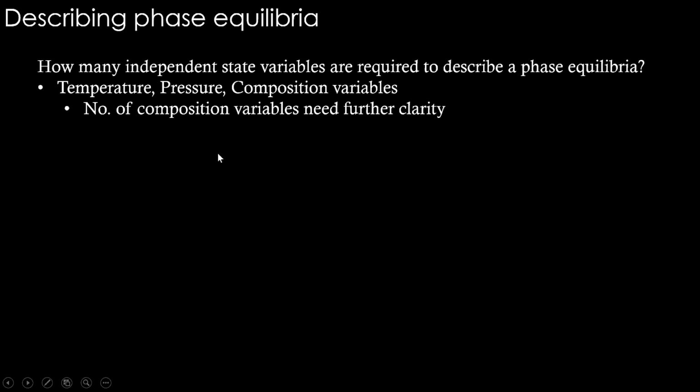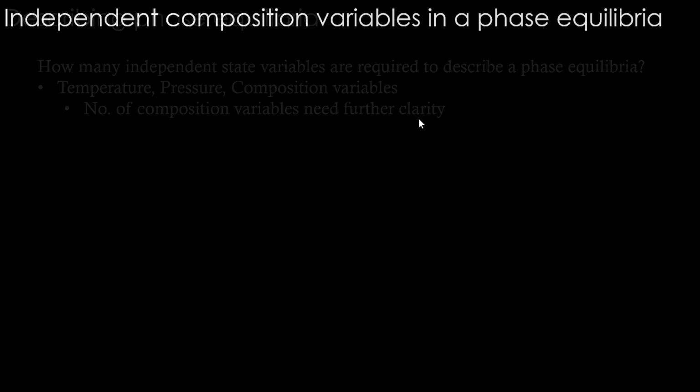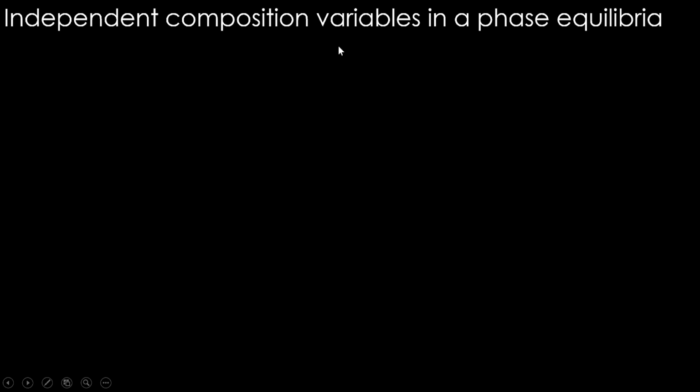So this is what we are going to see in Gibbs phase rule. How many independent state variables are required to describe a phase equilibria? Temperature, pressure and composition variables, but how many composition variables? That needs further clarity. Let's focus on these composition variables. I'm going to explain this in two ways. One, with an example of a 3-element system and two-phase equilibria. The other one, generalizing the same.